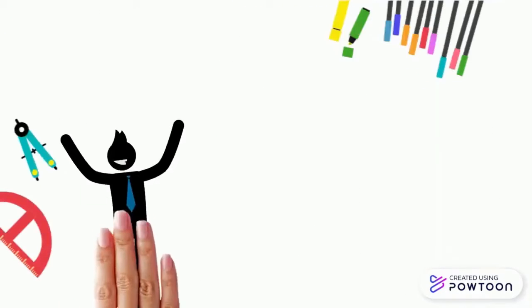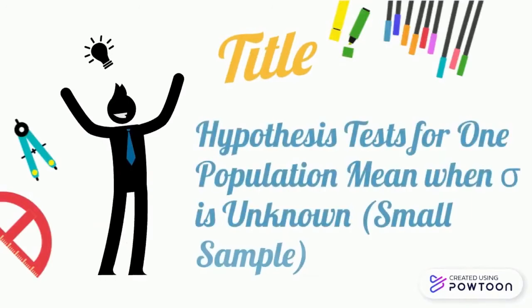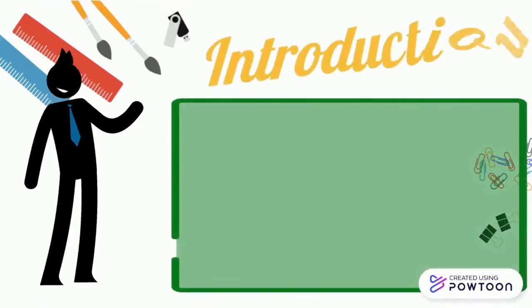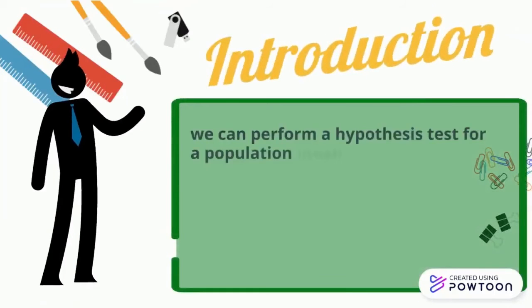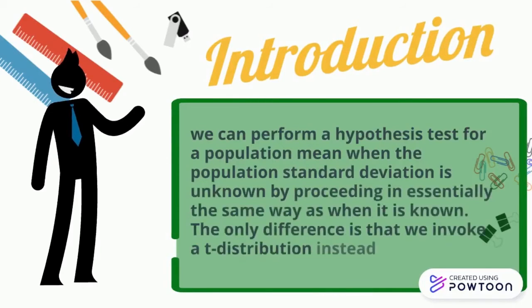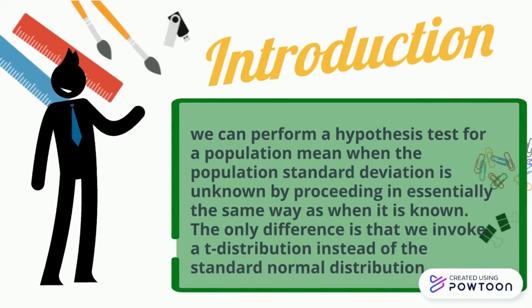Our title is hypothesis test for one population mean when standard deviation is unknown, small sample. Introduction. We can perform a hypothesis test for a population mean when the population standard deviation is unknown by proceeding in essentially the same way as when it is known. The only difference is that we invoke a t-distribution.